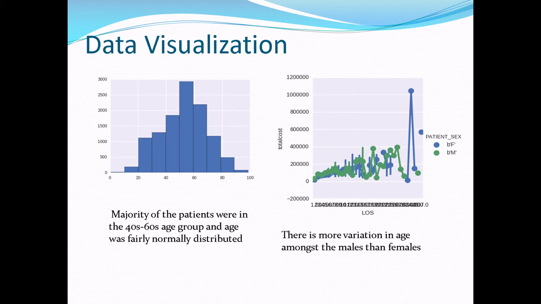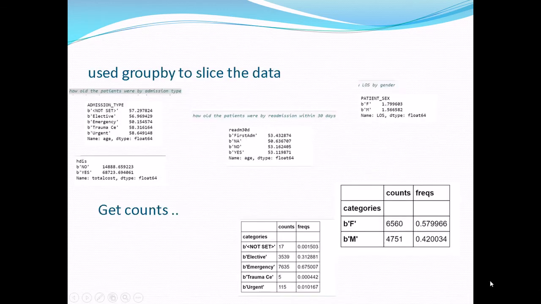Majority of the patients were in the age group of 40 to 60. Age was fairly normally distributed. And the second graph shows there was more variance in age among the males compared to females. Next, we sliced the data by grouping it to understand it, like how old the patients were by admission type, how old the patients were by readmission within 30 days, or by gender, and this gave us more understanding of the data.